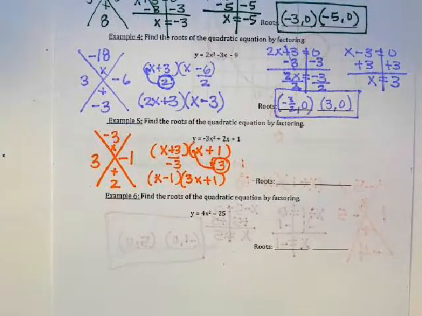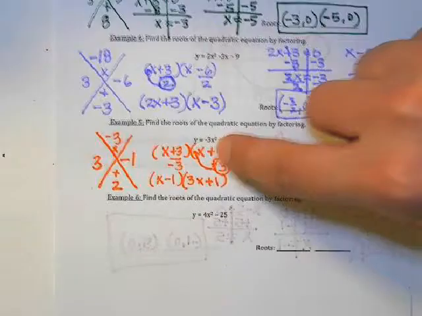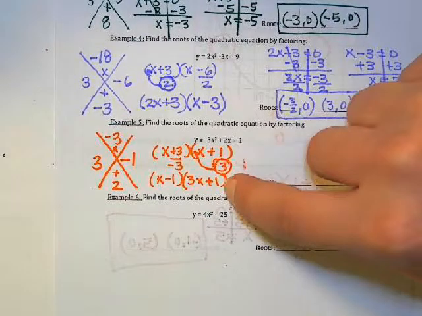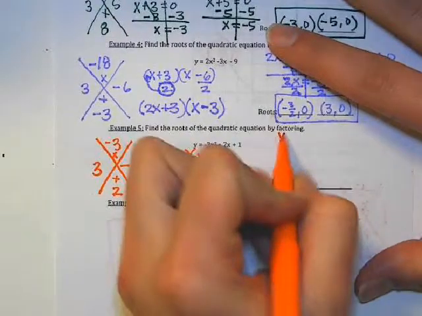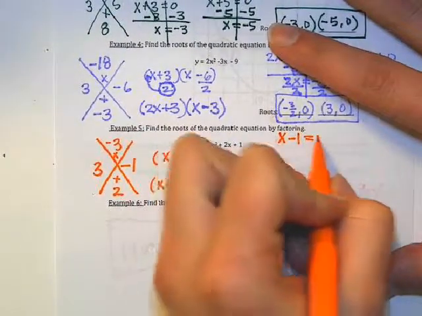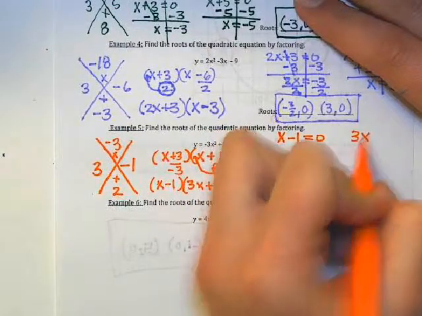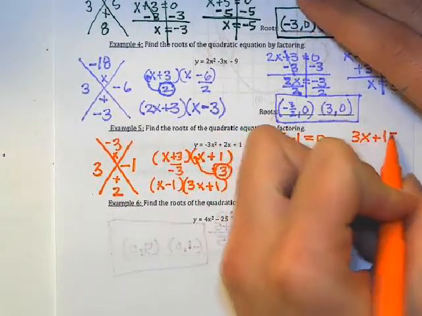So did everybody get that? Because -3 and -1 and -3 become positive. Yes. Negative divided by negative is positive. Okay, so once you're here, then we set them equal to 0. X minus 1 equals 0. And 3x plus 1 equals 0.